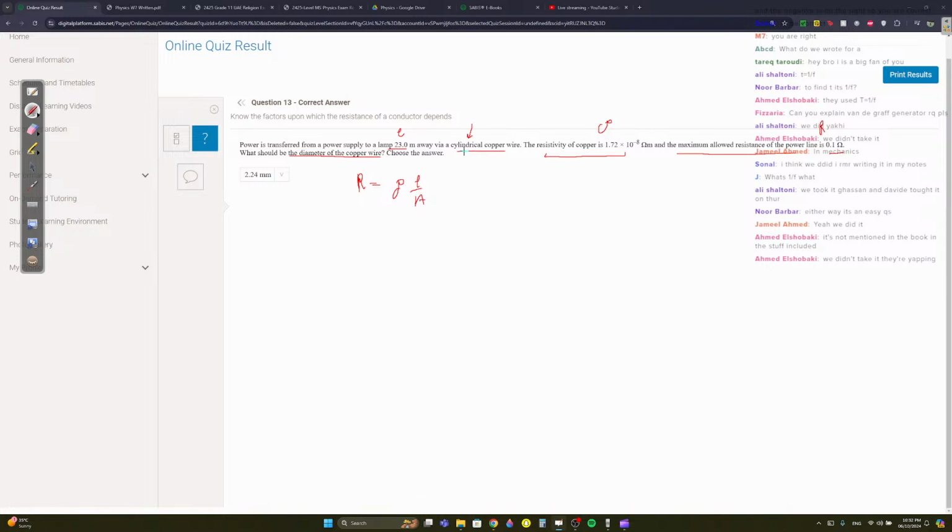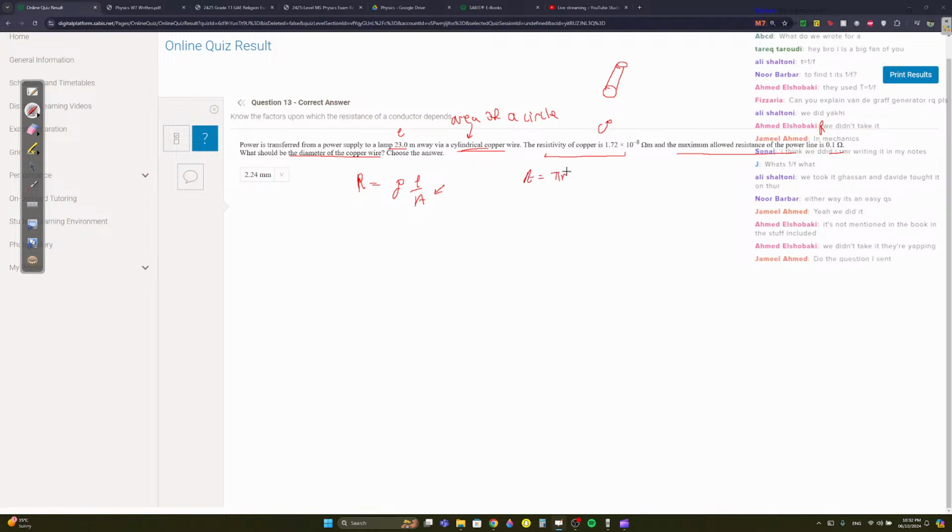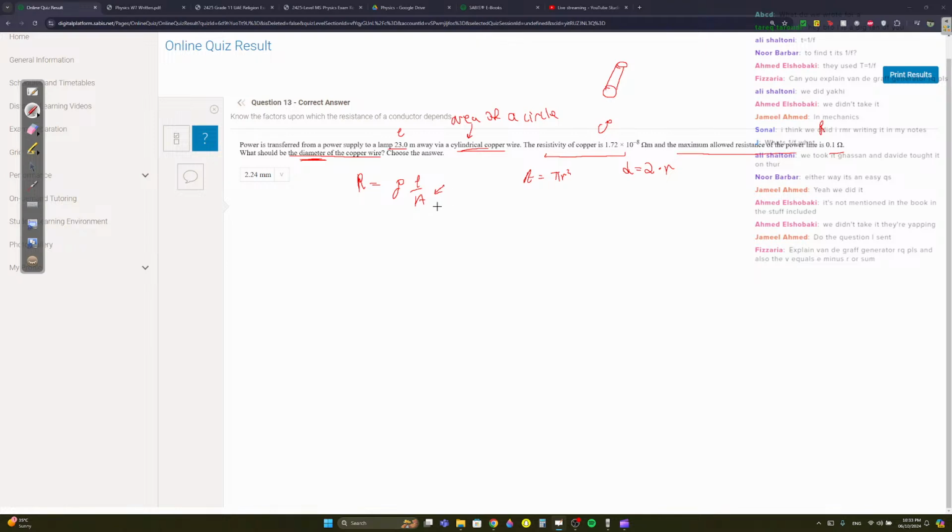This here is a cylindrical copper wire. The cross-sectional area of a cylindrical copper wire is the area of a circle, right? You have a cylinder, right? Cut a slice. What is it going to be? It's going to be a circle. So the area is equal to pi r squared. I know that the diameter of a circle is equal to 2 times r. So if I can find the area, I can find the diameter. So let's find the area.